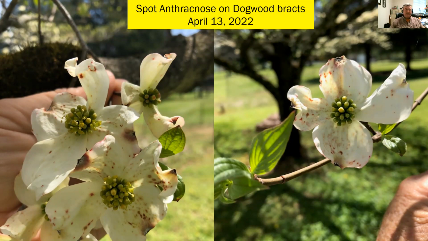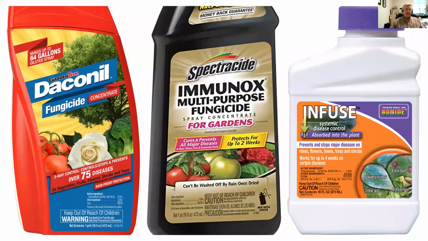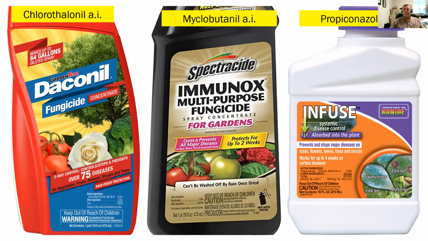Now, there are fungicides that can be used to control these. A good thing is that the disease has more of an impact on the appearance of the plant than it does the overall health. As I was starting to say, there are fungicides that can be used to help prevent this disease. Those that contain active ingredients such as chlorothalonil, myclobutanil, or propiconazole, like you see pictured here, can be used to help prevent dogwoods from showing the symptoms of spot anthracnose.